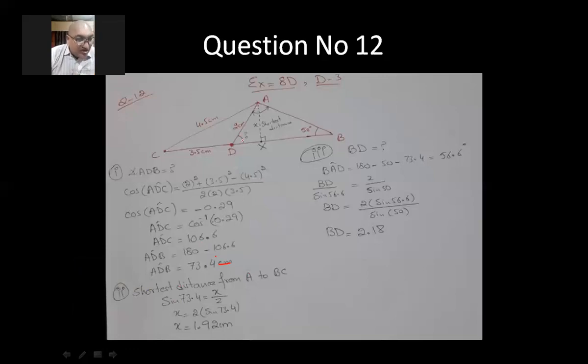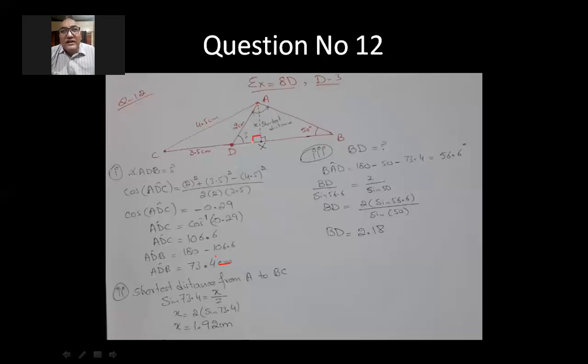The B part is the shortest distance from A to CB. That will be a line which comes from A onto the CB side and makes a 90-degree angle with the CB side. So here I have drawn a line which is making a 90-degree angle with the CB side, and it started from A. So that is the shortest distance between A and the CB.